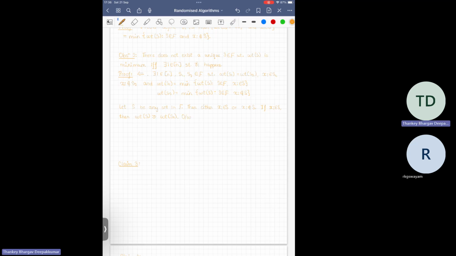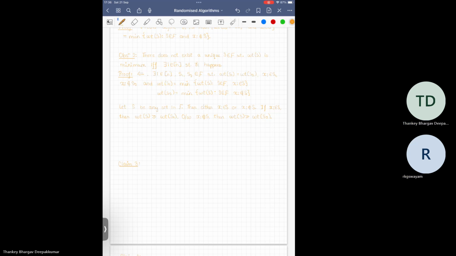Otherwise, let's say xi is not in S. Then the weight of S is at least the weight of S2, right? Why? Same reason. S2 has the minimum weight among all sets not containing xi, and S is a set not containing xi. So the weight of S must be at least the weight of S2, right? Yes. So now S was any arbitrary set in F, right?